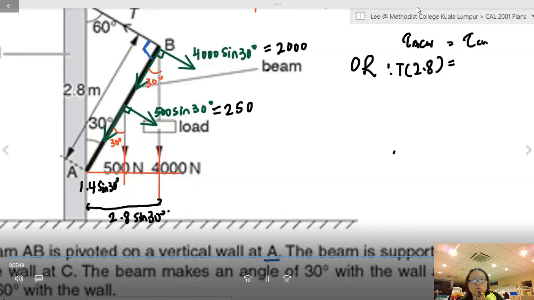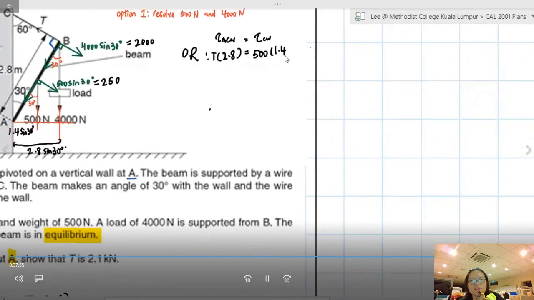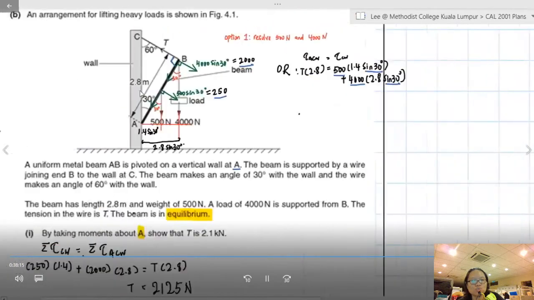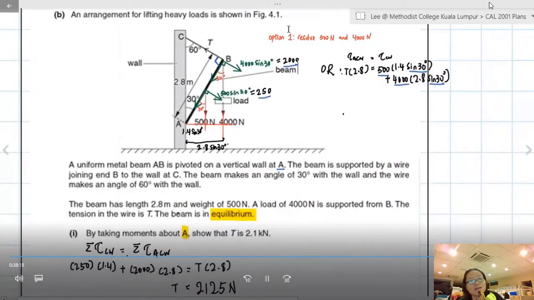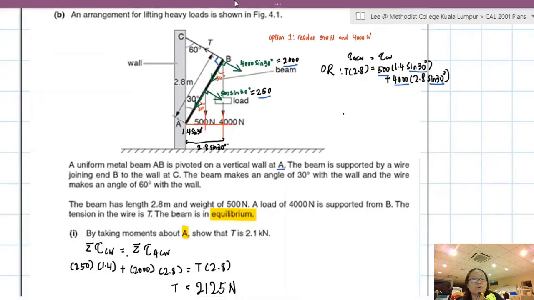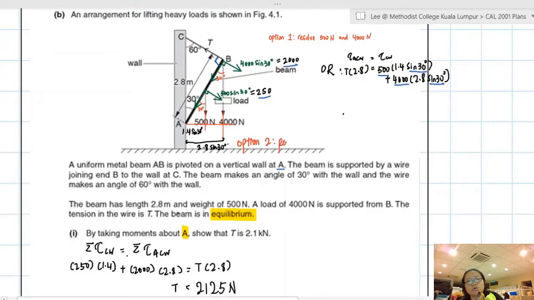So clockwise, which is T times 2.8, this is not a problem. Clockwise will be 500 times 1.4 sine 30 plus 4000 times 2.8 sine 30. You will also notice that actually this is the same thing. 500 times sine 30, 4000 times sine 30. So do whichever, as long as you're happy and you are confident that you know what's happening. Alright, so option 2, look for the perpendicular distance.